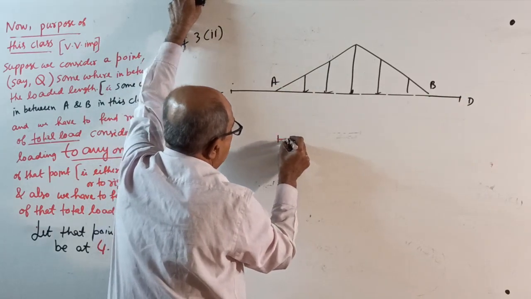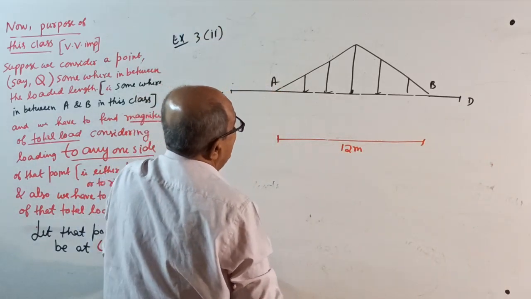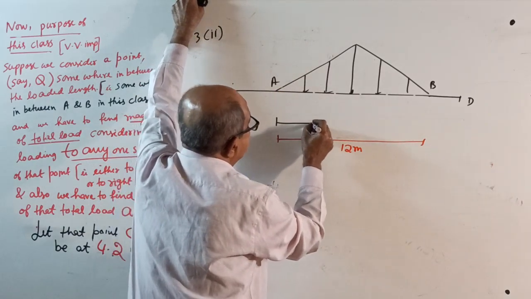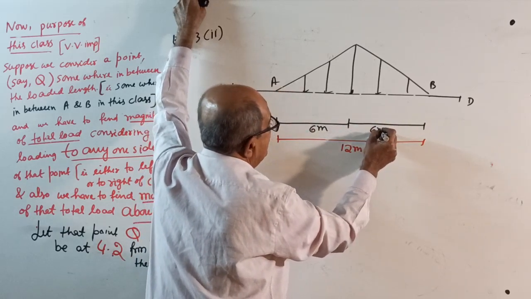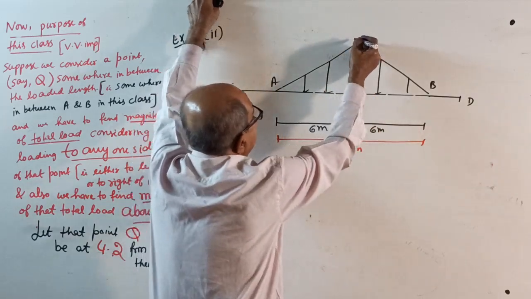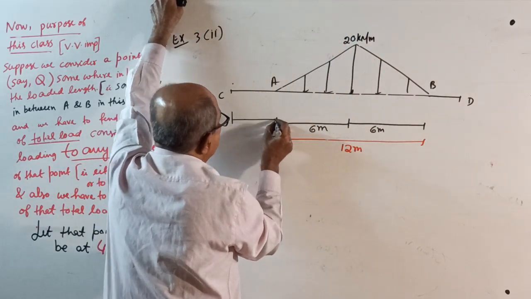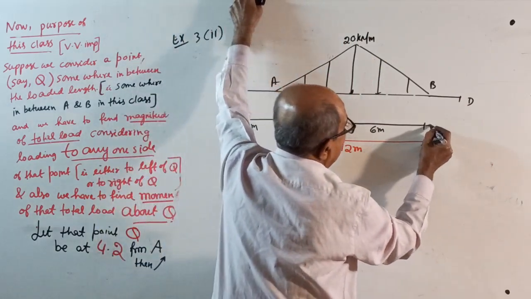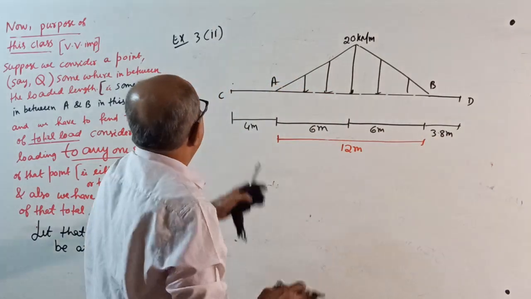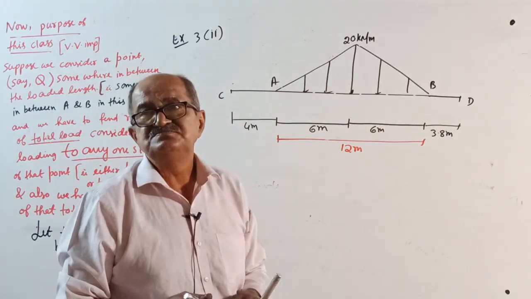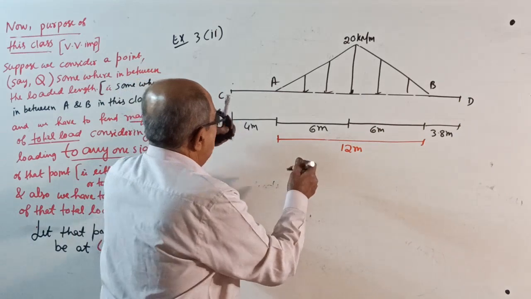Imagine the entire loaded length is 12 meter, and this distance and this distance are equal. Why equal? Isosceles triangle, both are equal. This intensity is say 20 kilonewton per meter. This distance I randomly take 4 meter, and this 3.8 meter. Now I'll first finish. Write everything. First you write the sketch, then start solving. When you start solving, write one more sketch.